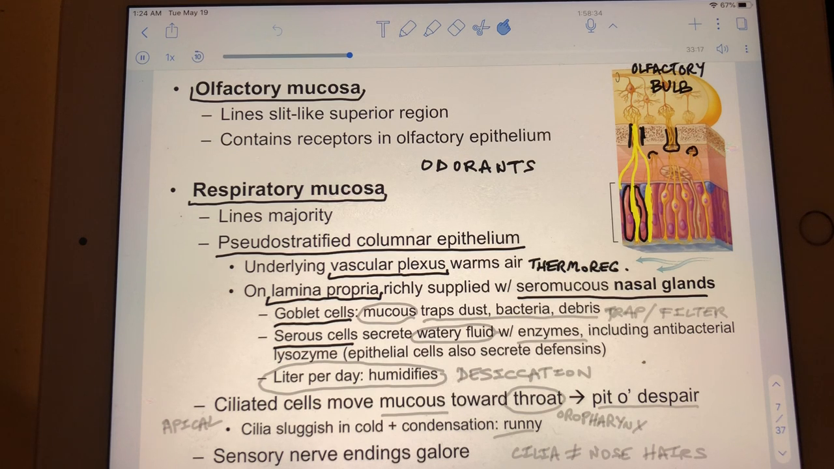So that we're getting mucus, okay? And we're getting serous fluid, which ends up giving us a thin mucus. Why do we want thin mucus coating our respiratory mucosa? Because it's that mucus that helps to trap those irritants. Filter, trap.